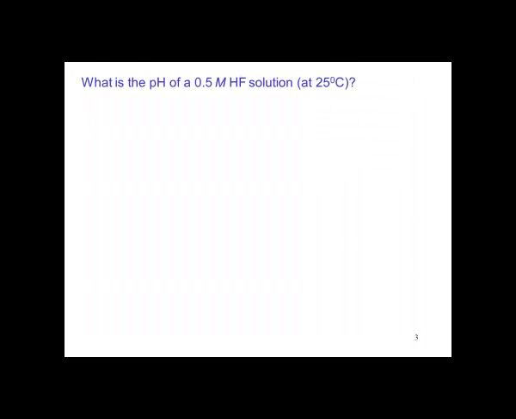Let's do a problem. What's the pH of 0.5 molar HF at 25 degrees? Here is the equilibrium, HF in equilibrium with H plus and F minus. The Ka is defined as concentration of H plus times F minus over HF, and the Ka is given as 7.1 times 10 to the negative 4.